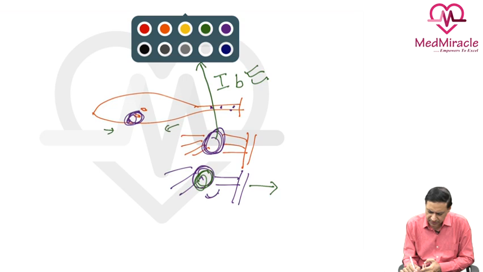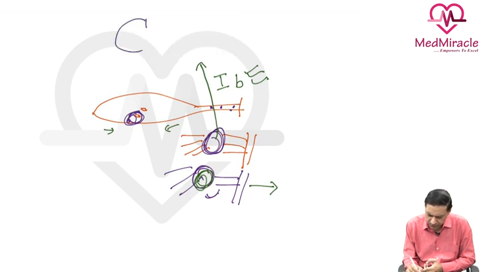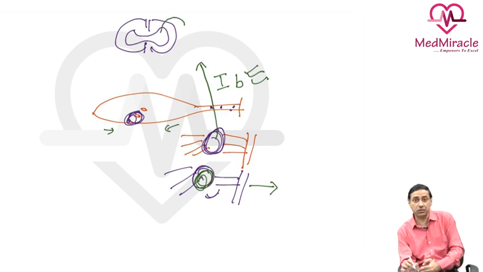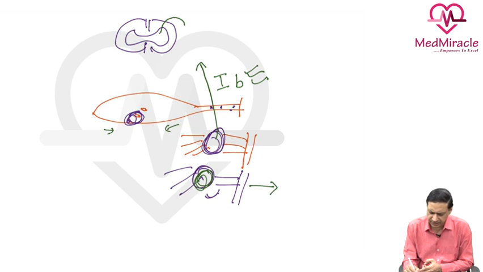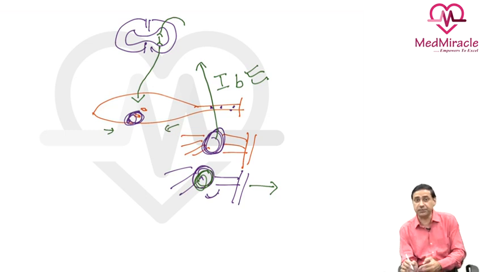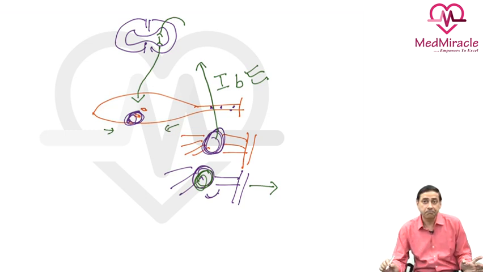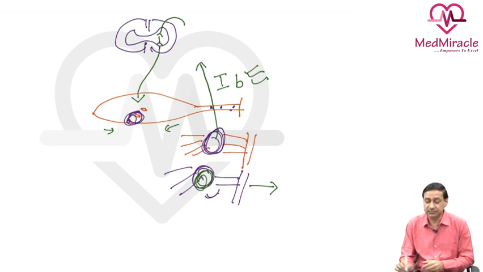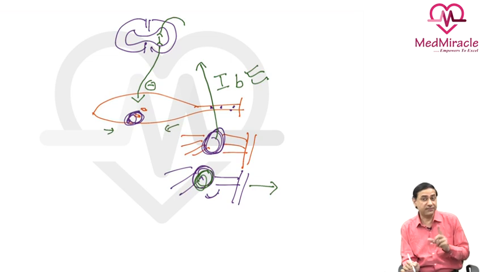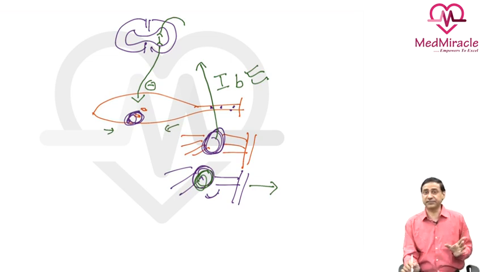Where will the signal go? The signal will go to the spinal cord, the same spinal cord, obviously through the dorsal root. What will the spinal cord do now? This is a very classical example of the bisynaptic reflex. Two synapses are involved. The signal will come back and supply the extrafusal fiber of the same muscle, and the muscle will relax. This reflex is known as the inverse stretch reflex.